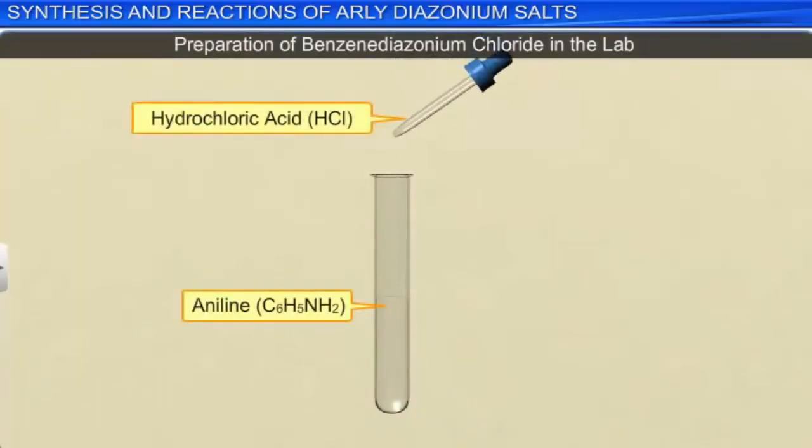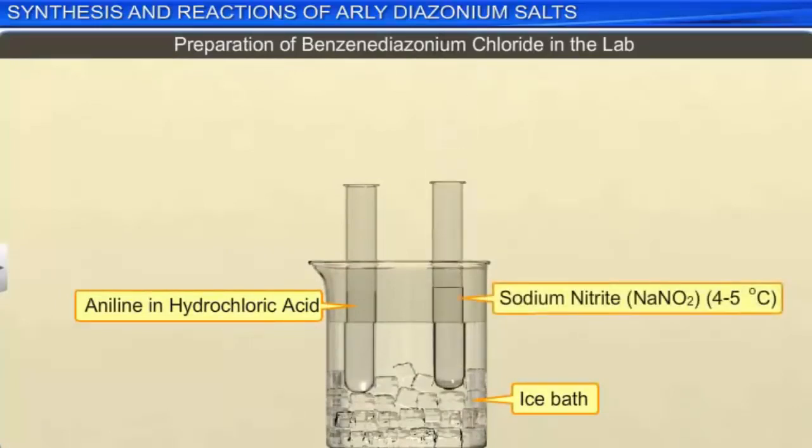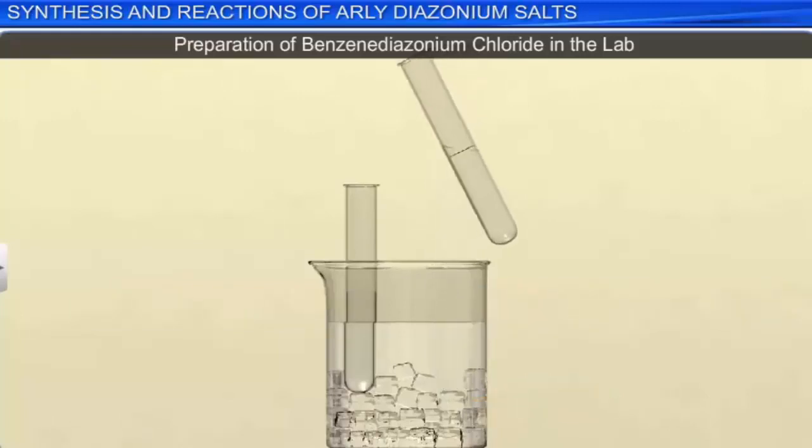The sodium nitrite solution is also cooled on the ice. The solution of sodium nitrite is then added very slowly to the solution of aniline in hydrochloric acid, keeping the temperature below 5 degrees Celsius at all times. If you use a different acid, you will get a different anion for the salt.